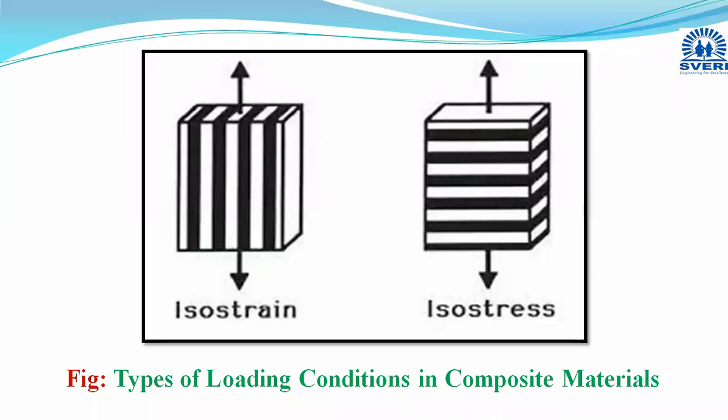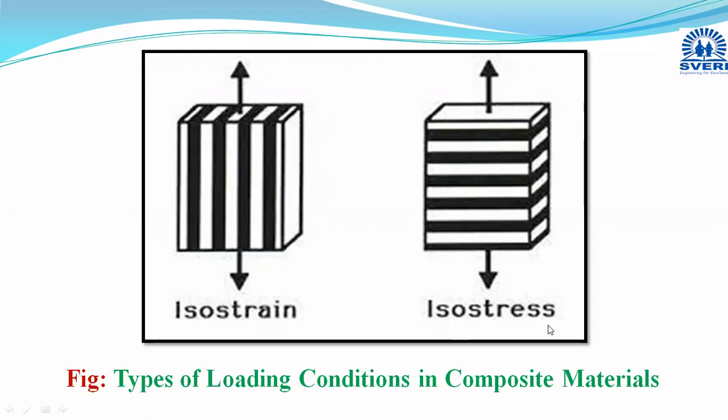Isostrain condition means in this case, whichever strain is there is uniform throughout all the layers, as far as the layers remain intact. In this isostrain condition, the load is in the direction of these layers or fibers, and whichever strain is created will remain uniform as long as the layers are intact. So this is longitudinal loading condition or isostrain loading condition.